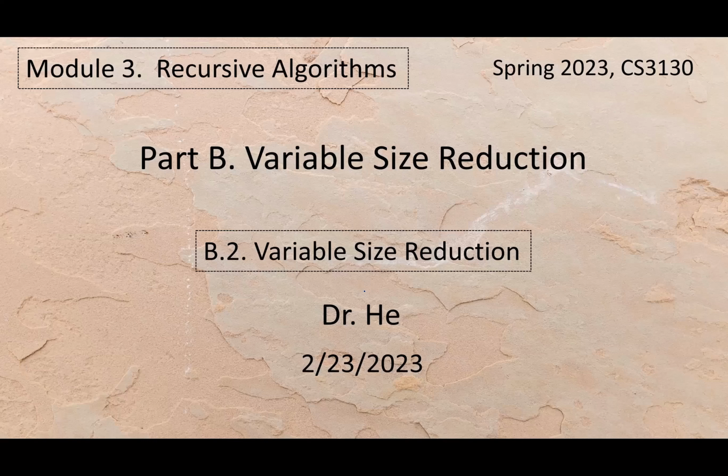Move to another problem, B.2, variable size reduction. Another important case for problem size reduction. But this time, the reduction pattern is quite different. Variable size: every time the size of the problem is reduced can vary. Sometimes larger, sometimes smaller.